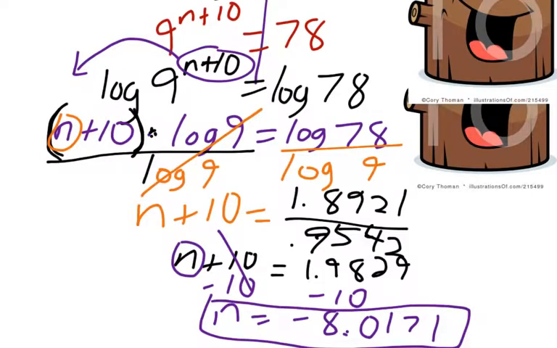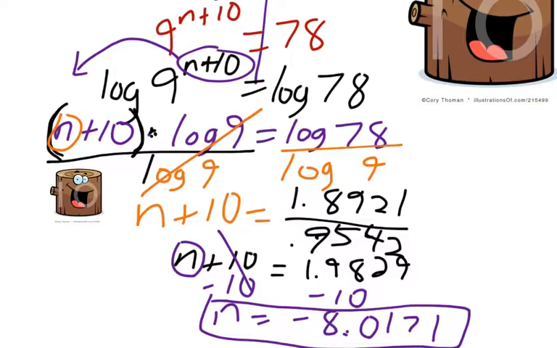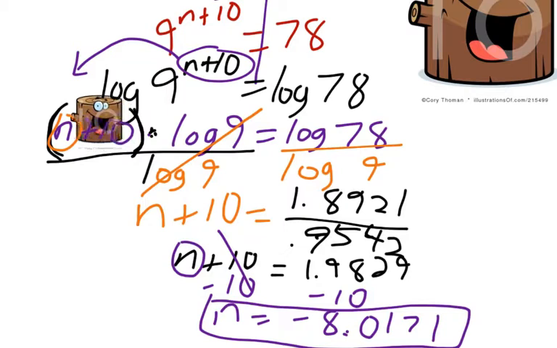So just a recap on what we learned. The tricky step was right here. That n plus 10 is all one term or one number. So we need to keep it in parentheses. And then we're multiplying by log 9. We divided by log 9. Then after that it wasn't hard. We just subtracted 10.